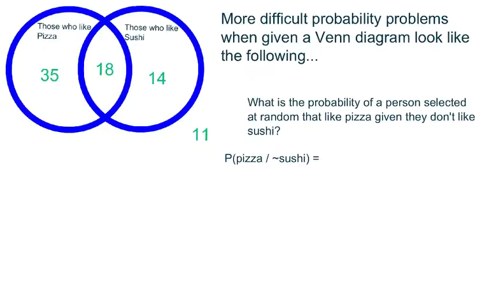So again, here's what it looks like. The tilde here represents those that don't like sushi. And this little division bar here is this word given.